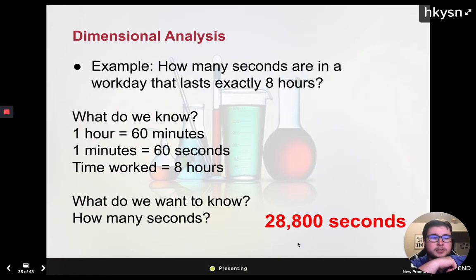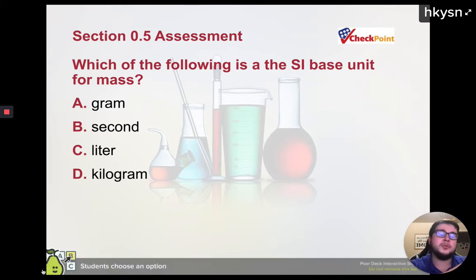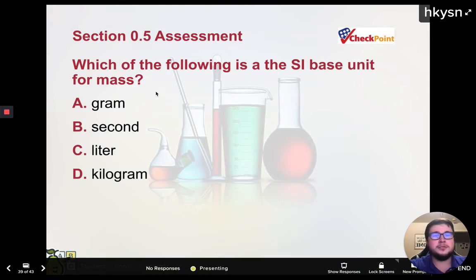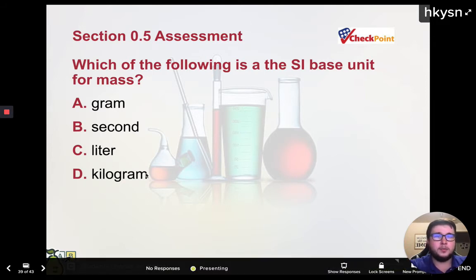Okay, so again, that answer was 28,800 seconds. Alrighty, so that's it with the slides. I do want to work a few more dimensional analysis problems. That way you can see a few more examples. So go ahead and tell me which of the following is the SI base unit for mass. Pause the video, answer the question, and then once you're done, unpause, and I'm going to move on right now.